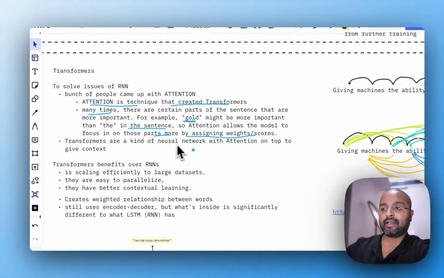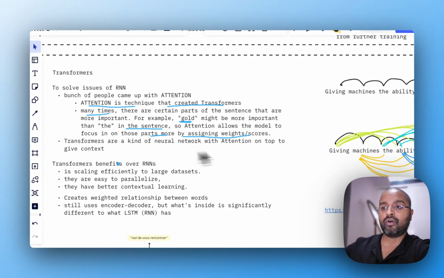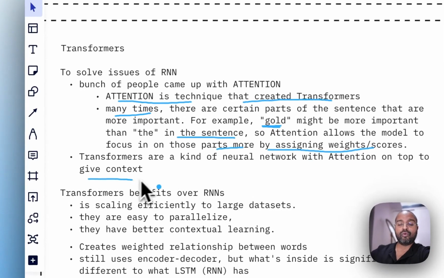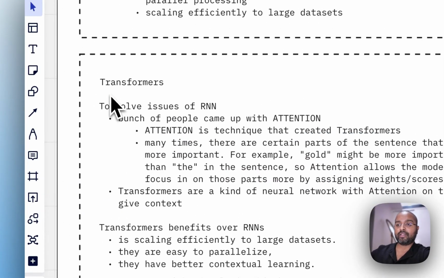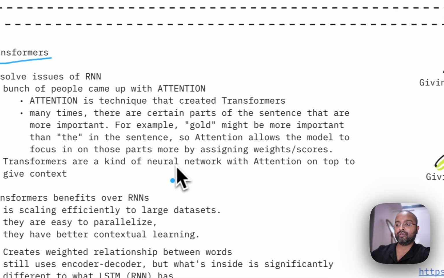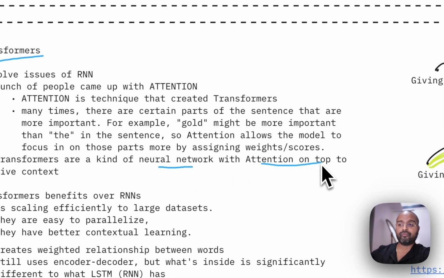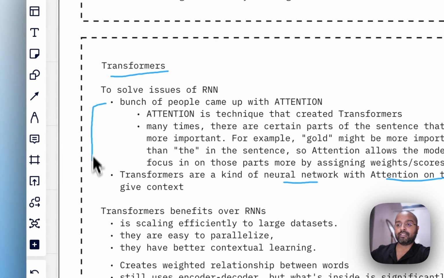Now transformers are a kind of neural network with attention on top to give more context. So that is what transformers are. It's nothing but a neural network with attention on top of it. And what attention is, we just saw.